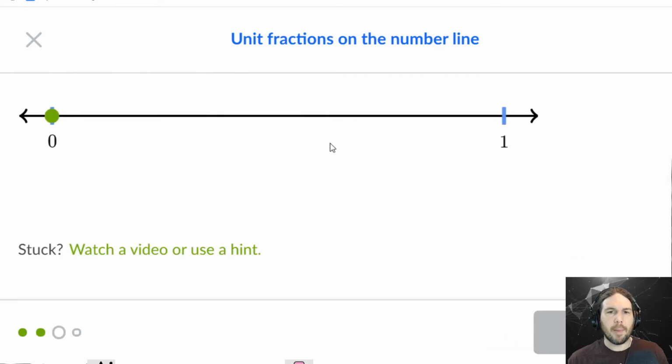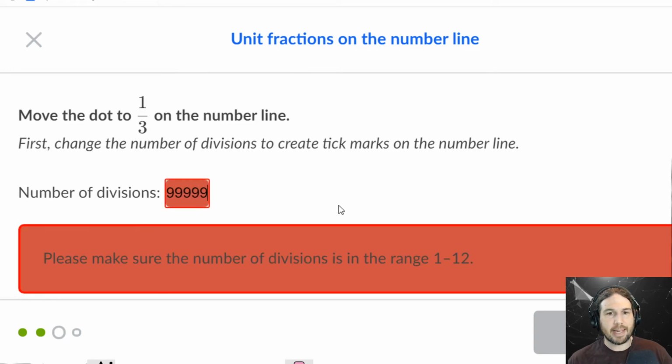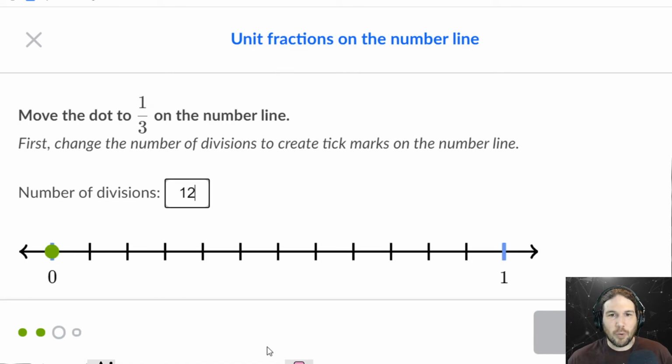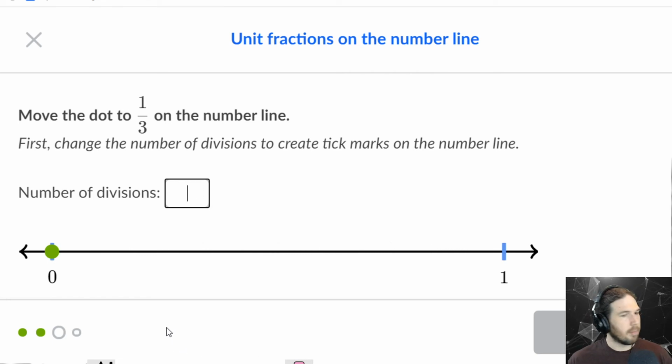And by the way, how many is it going to let me make? Can I make like 99999? Okay, I can't. It only allows me to make divisions between 1 and 12. Too bad. So I could make 12 divisions, but I'm not going to. I'm going to make 3 divisions, and this is going to be at 1/3.